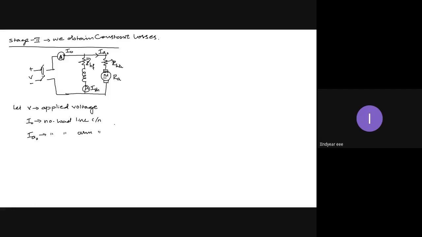Therefore, the no load armature current IA naught is equal to I naught minus ISH. ISH is the shunt field current. You need not mention it, already we have mentioned it in the previous slide. Now, what is the no load input to the motor?